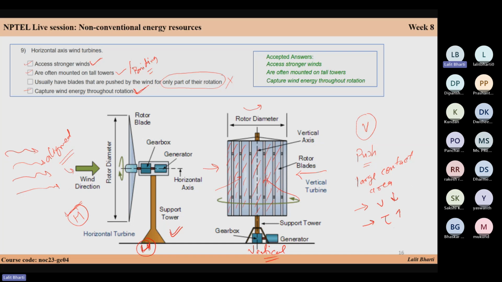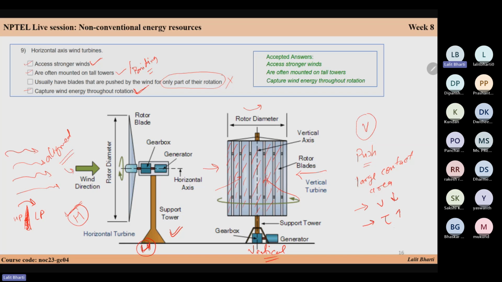Then the third statement: usually have blades that are pushed by the wind for only part of their rotation. They are not pushed in that case. That is why this statement is not correct, because it is not the push type. This is the lift type. So in lift type, what happens? You see a low pressure zone at one side of the blade. Let us say your blade is rotating in this direction. You will see a low pressure zone here, and a high pressure zone here. It is due to the design of the blade.